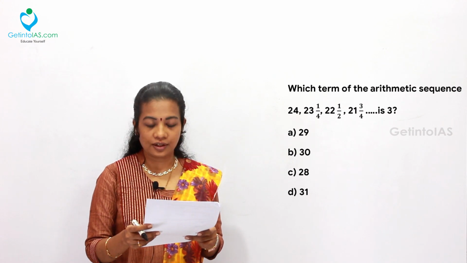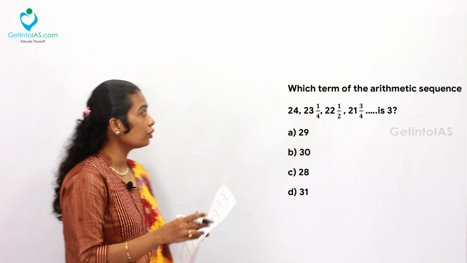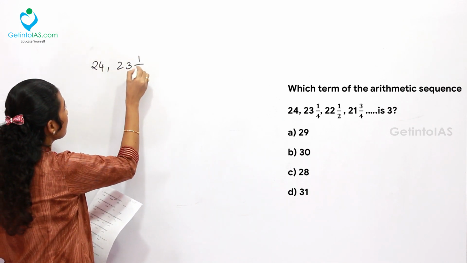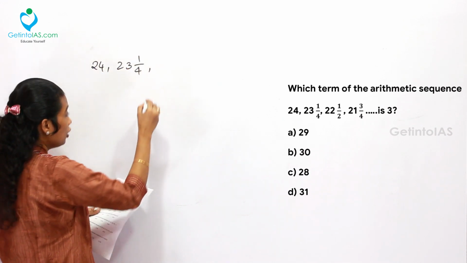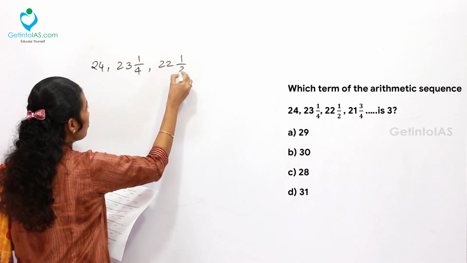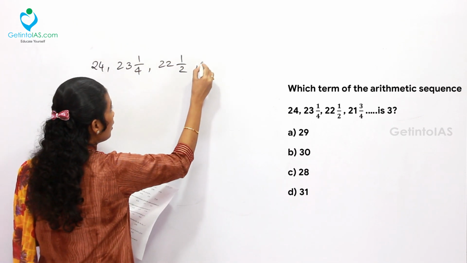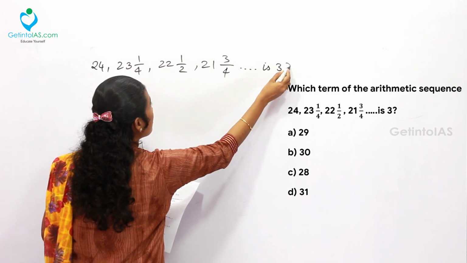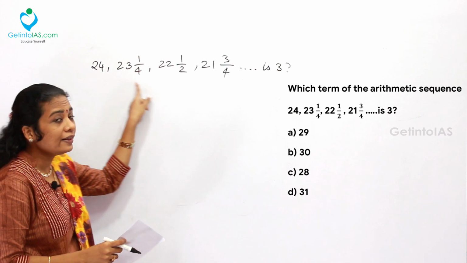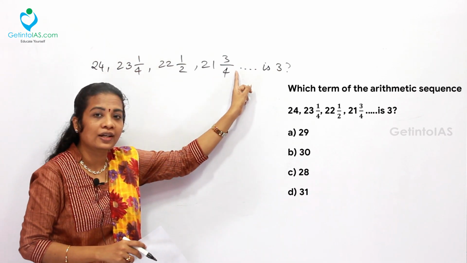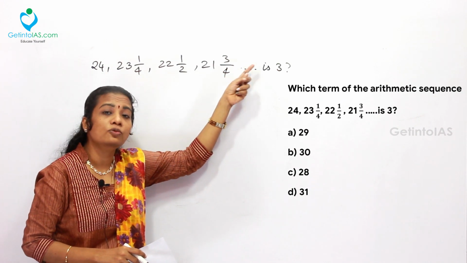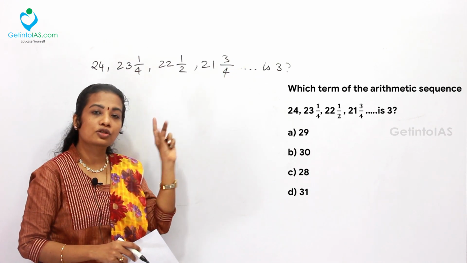The next question is, which term of the arithmetic sequence 24, 23 1 by 4, 22 1 by 2, 21 3 by 4 is 3? That is the question. So in this series, 3 will be placed at some term. In which term 3 would be placed, your work is to find that.